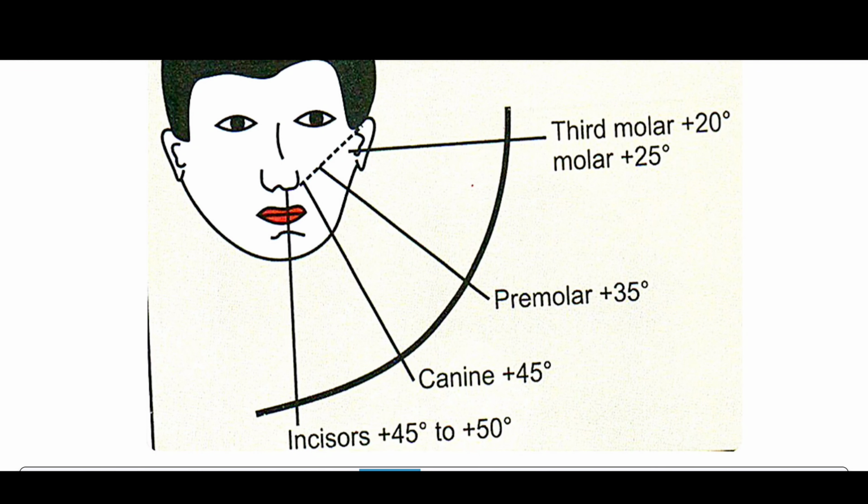You can see here, in case of maxilla, this is a reference line from the ala of the nose to the tragus of the ear. For the third molar, the angulation will be +20. For the molars it will be +25. For the premolars it will be around 35. For the canine it will be around 45, and for the incisor it will be around 45 to 50.